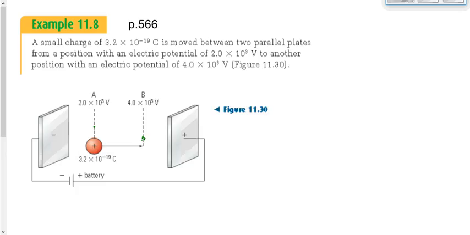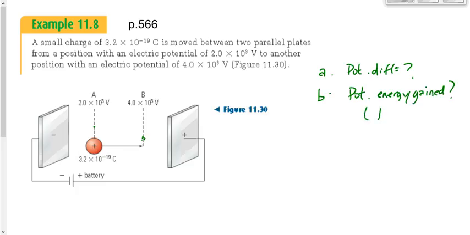The question should have said, what's the potential difference between the 2 positions? And question B should have said, what's the potential energy gained by moving the charge? Not the potential difference, but the potential energy gained. They were looking for that in joules and in electron volts, which we talked about briefly on Friday. All right, let's get the potential difference first.